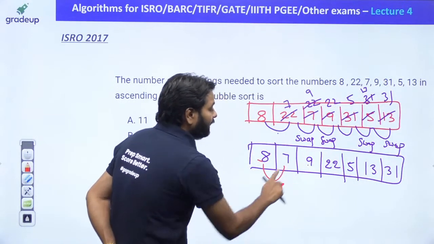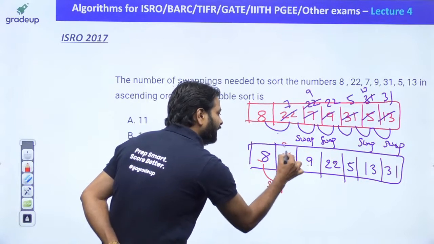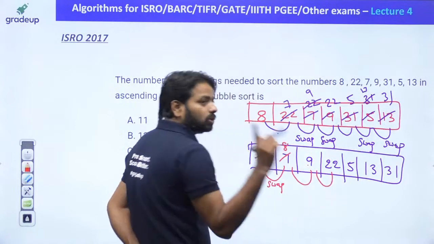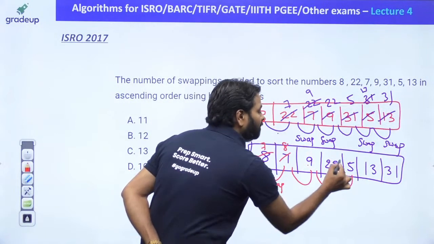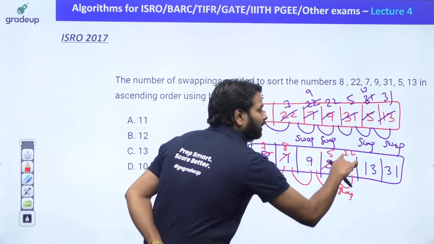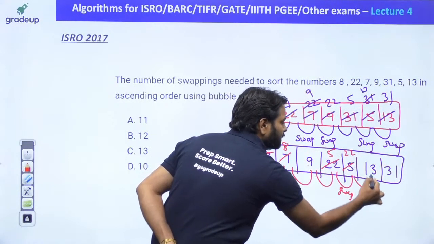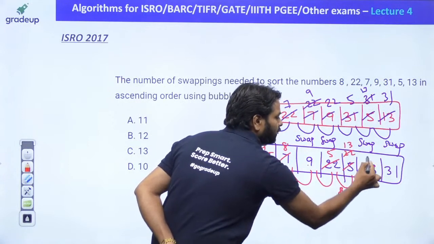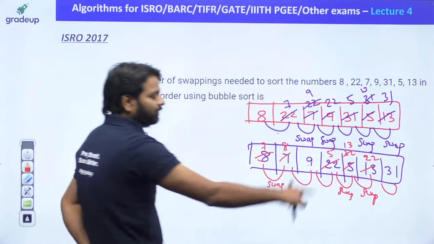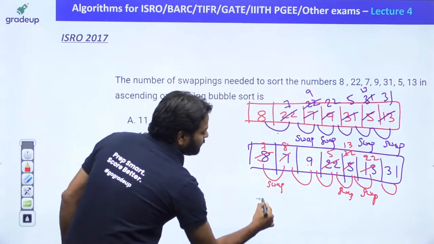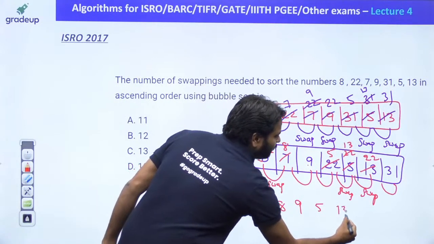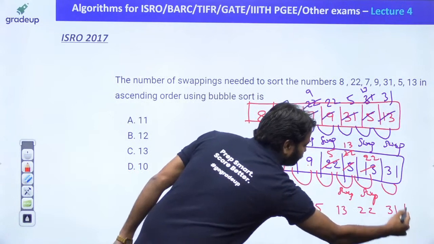And 8 and 9, 8 is there. Remember, here 8 comes, 7 comes. And no swap. And 9, 22, no swap. But 22, 5, yes, swap will be there. 5, 22, here there is a swap. And 22, 13, yes, there is a swap. 13, 22. No swap here, 22, 31. So you got one more. That is 7, 8, 9, 5 and 13, 22, 31.